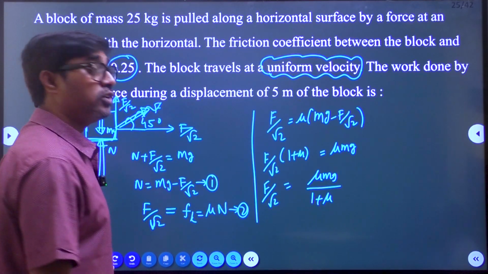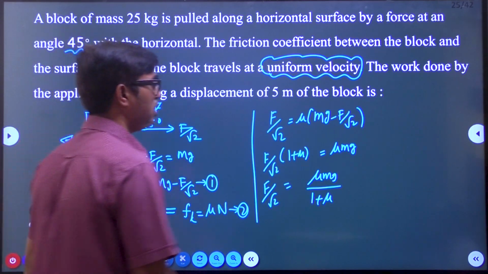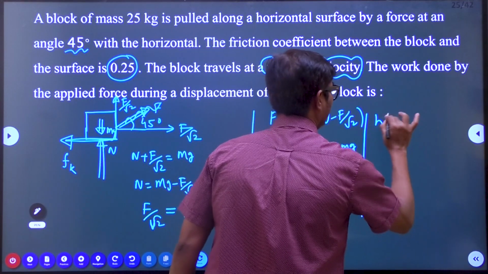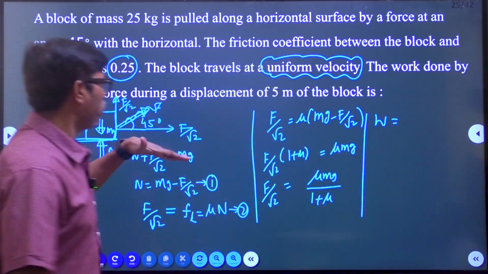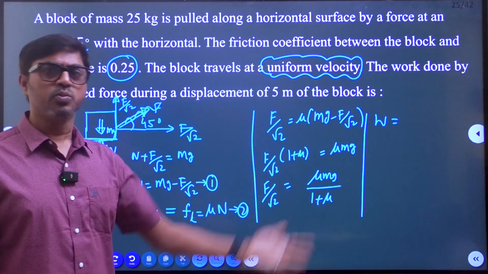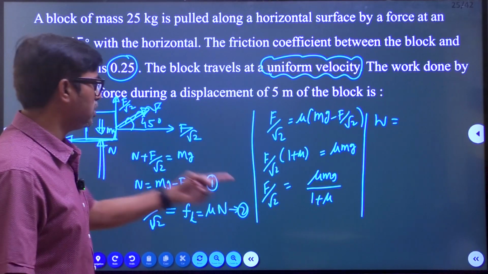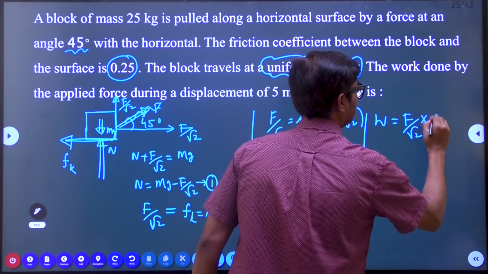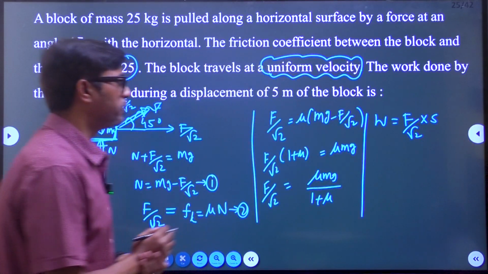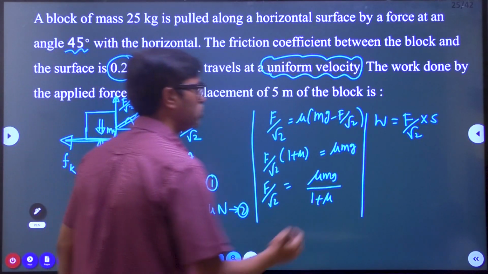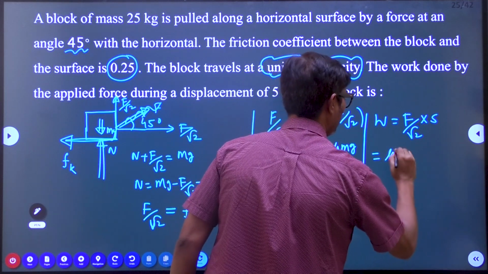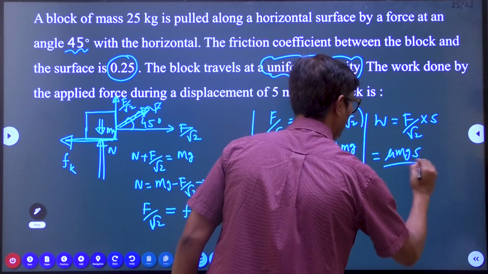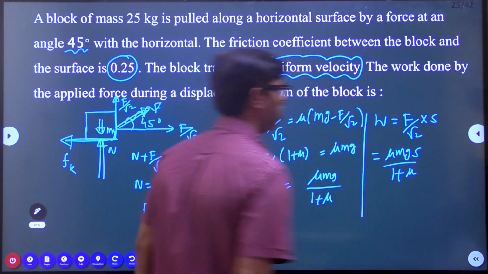So that is the first part of the solution. But they're asking you to find work done. Work done would be only that component of force in the direction of displacement into displacement. The component of force in the direction of displacement is F by root 2 only. And the displacement, let us say S. So that's about it. So we can substitute the expression there: mu mgS upon 1 plus mu. That will be the work done by the external force.